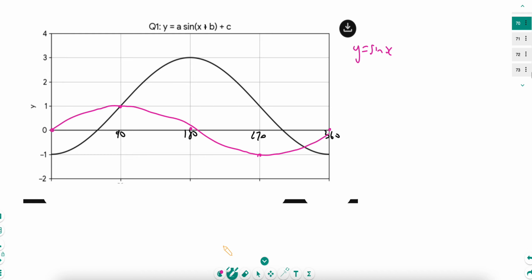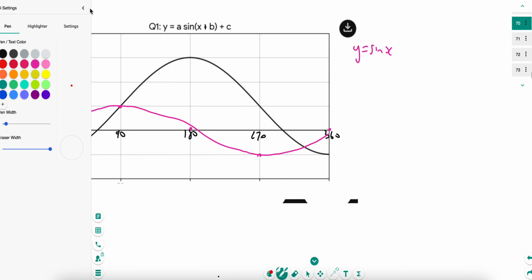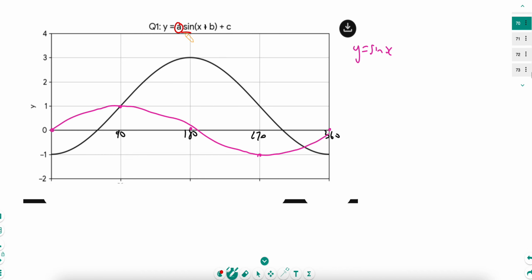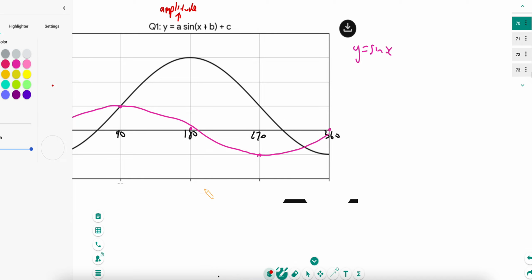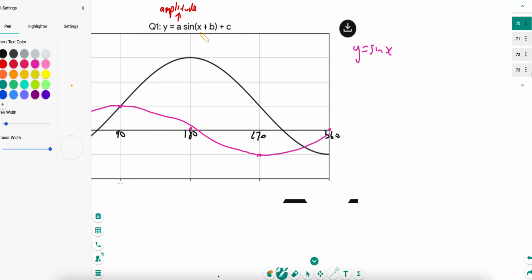Let me describe what each shift represents. So the a value, the number being multiplied by sine or cosine, is a change in the amplitude. And it doesn't have to be a, it could be b. They can give you different letters. I'll show you in a sec. This plus b, so if there's a number being added or subtracted to the x inside the brackets, it's a horizontal shift. S for shift. And then this plus c, or minus c, outside the brackets represents a vertical shift.